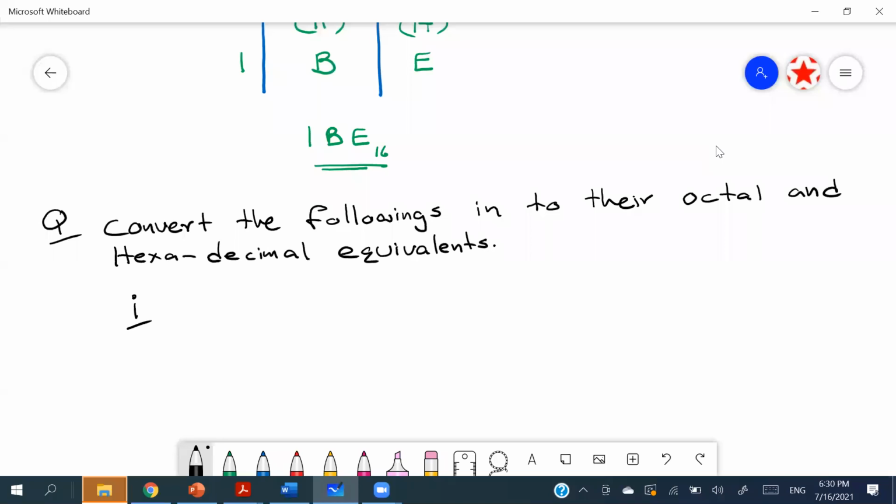The first value is 100011 in binary. So I need both the octal and hexadecimal values. And the second one, 111011110, right? So I need both octal and hexadecimal values. Hurry up, people.